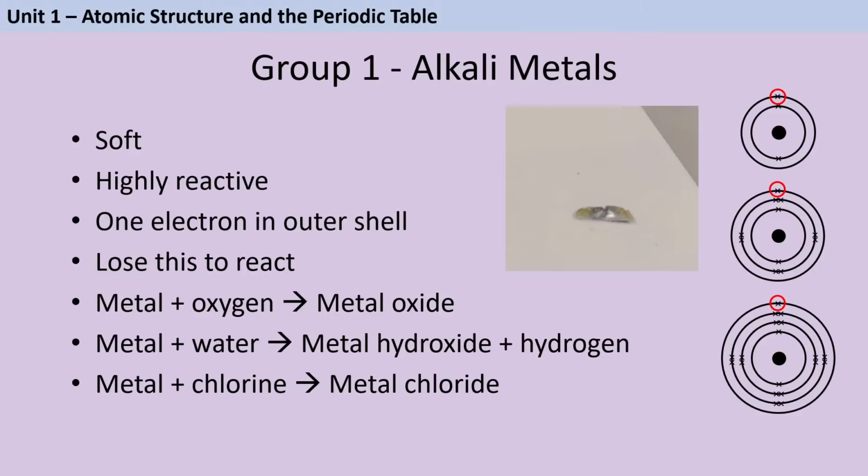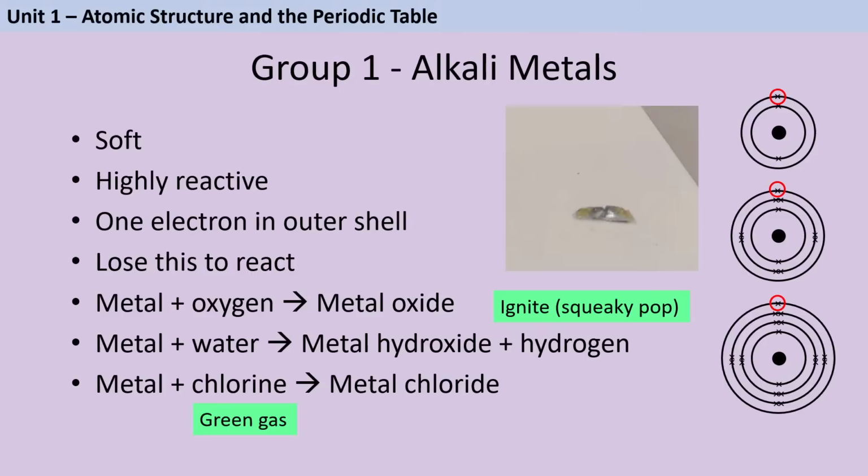When these metals react, they can react with oxygen to make metal oxides. They can also react with water to form metal hydroxides, which are alkalis, which you can test for with a universal indicator or another pH indicator like litmus or phenolphthalein. And they also make hydrogen gas, which you can ignite or set fire to prove that it's hydrogen, because it will burn rapidly with a squeaky pop sound.